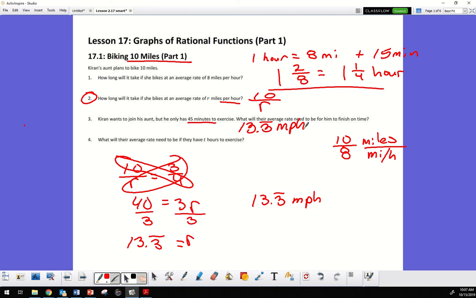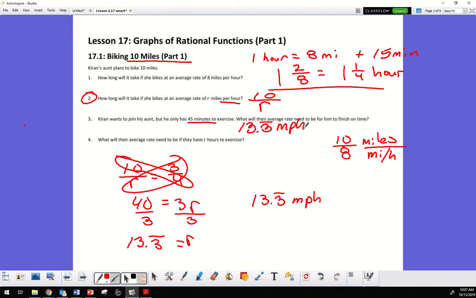T hours. How did we do this last one? T over 4. Not 4. You don't need the 4. Why did we have 3 over 4? It was 45 minutes, which was 3/4 of an hour, right?